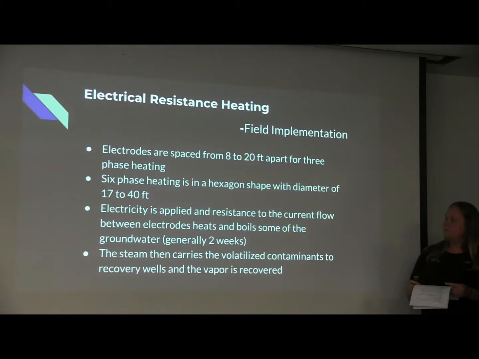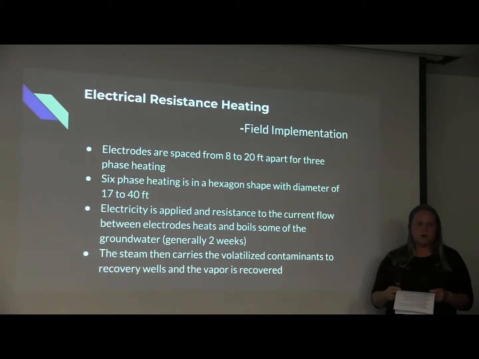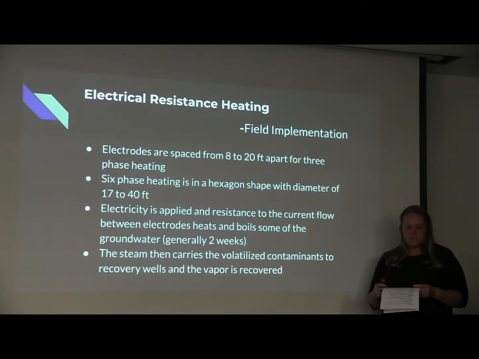For field implementation, it's generally simple. The electrodes are placed 8 to 20 feet apart for 3-phase heating. For 6-phase heating, it's in a hexagon shape with a diameter of 17 to 40 feet. The electricity is applied and the resistance to the current flow between electrodes heats and boils some of the groundwater, which generally takes about 2 weeks to reach a boiling temperature.